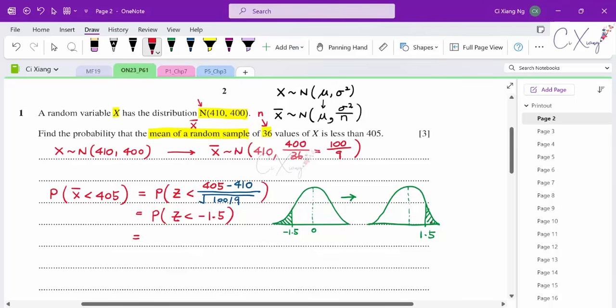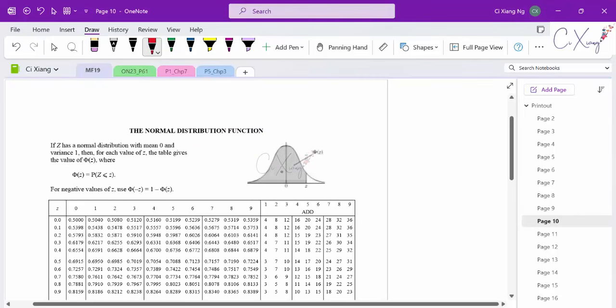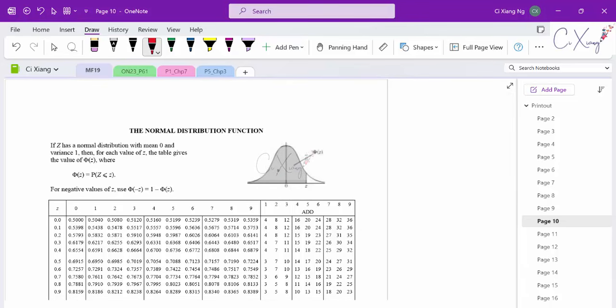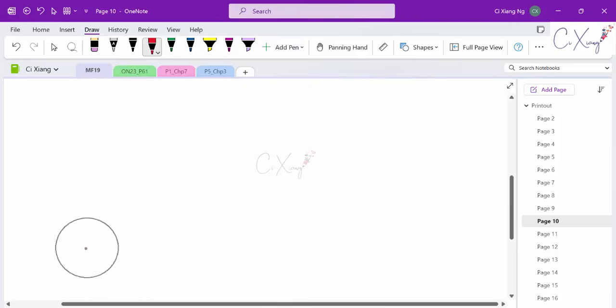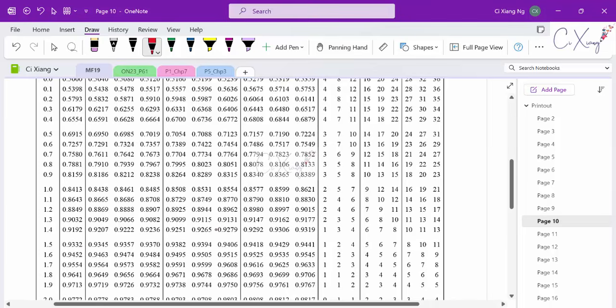To get z greater than 1.5, the small area here, you go back to the table. You can see that our table gives the probability that's smaller than. So you see this part, smaller than. Let's say this is 1.5, the answer in the table gives us the area of probability that's less than 1.5. If you look at 1.5 here, the value is 0.9332.